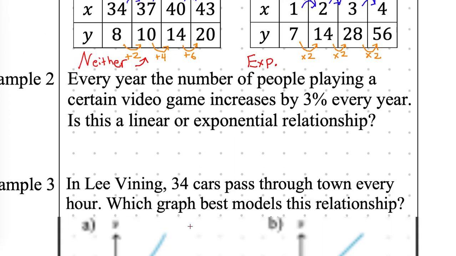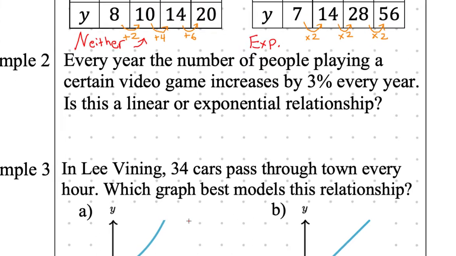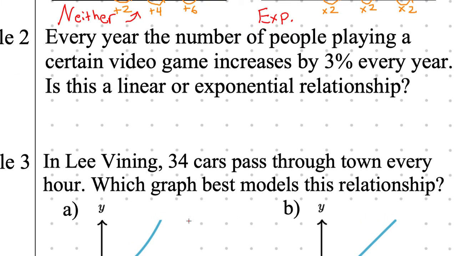And then finally we have example 2, oh, not finally, we have example 2 and then 3. Example 2, I need someone to read and then a second volunteer to answer. Who wants to read first of all? Jade was first. Every year, the number of people playing a certain video game increases by 3% every year. Is this a linear or exponential relationship? All right, thank you. Nice reading.